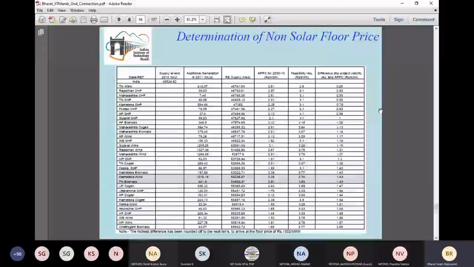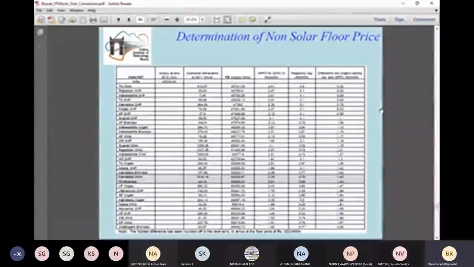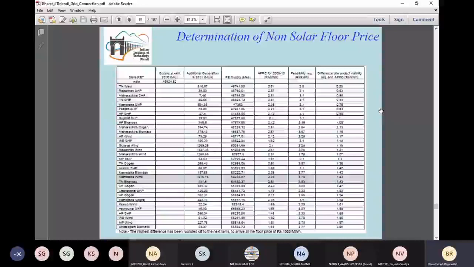The next entry is Rajasthan Small Hydropower, Rajasthan SHP. Their feasibility cost is 3.1 rupees. This feasibility cost is given by the State Electricity Regulatory Commission. So this is what the overall table has.